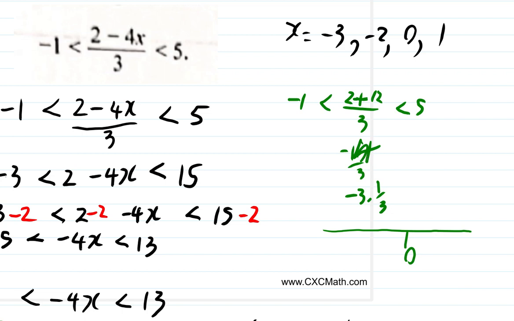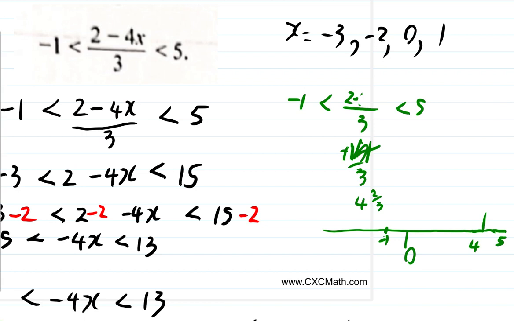14 over 3 is going to be 4, 3 fours are 12, and 2/3. It's positive 4 and 2/3, somewhere out here. Now negative 1 is down here, 5 is out here. So it is less than 5 and it is greater than negative 1. You can see that.